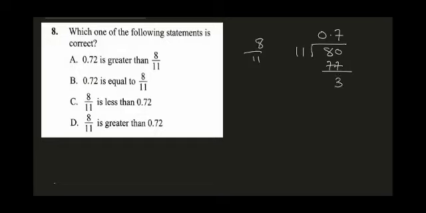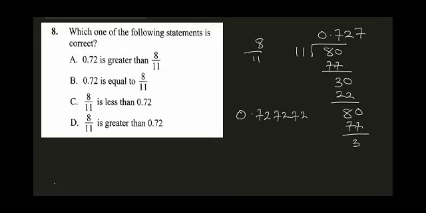You bring down 3. 11 cannot go into 3. You add your 0. 11 into 30 will give you 2. 11 times 2 will give you 22. And you're going to get 8. Now, it takes you back to it again. Do 11 into 8. Cannot go. You put your 0. 11 into 80. You put your 7. 11 times 7. It's going to give you 77. And if you continue, it's going to continue in the numbers of 0.727272 and so on. So this is 8 over 11.